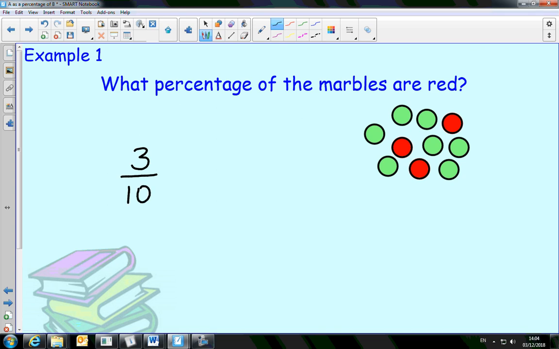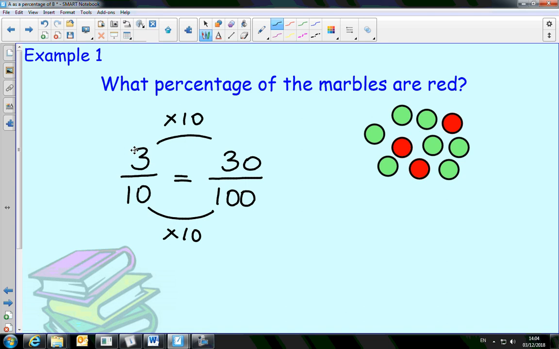Now, if possible, if we can multiply 10 by something to make 100, so if we could write an equivalent fraction, we can see 10 times 10 gives me 100. Whatever you do to the bottom, you've got to do the same to the top. So 3 times 10 is 30. Now we've written 3 tenths is equal to 30 100ths, which means we can see straight away that 30 over 100 is equivalent to 30%.